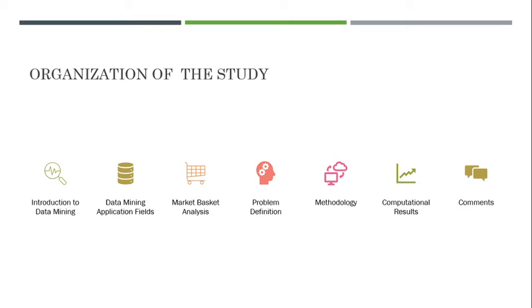Firstly, we have explained what data mining and its application fields are, and then later on we have explained what market basket analysis is and how it's done with the Apriori algorithm. We have included our dataset and explained the problems within our dataset, and then we have explained each step of our analysis on KNIME. We have attached the computational results and interpreted these results. The comments on these results have also been attached to the slides.